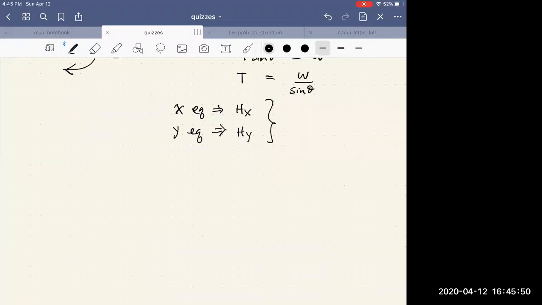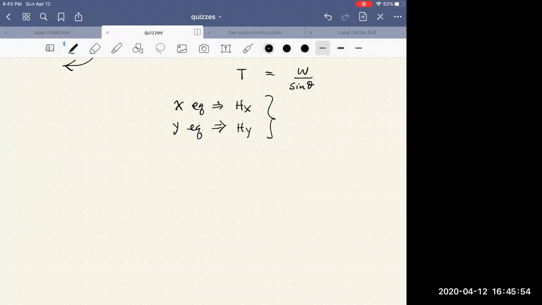Let me do another simple problem, and that's that of the leaning ladder. The leaning ladder is a problem like this, where you have, let's say, a rough surface, and then you have a wall.